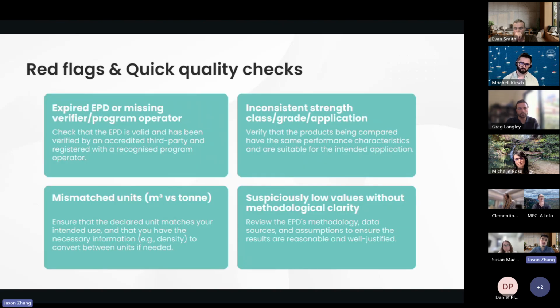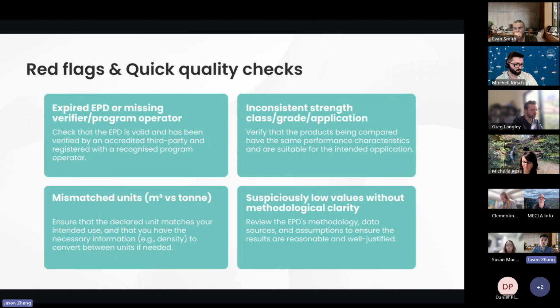A few checks when you use EPDs: they're all verified, but they're not perfect. There could be mistakes. The first thing you need to do is check whether they're valid and whether they're published through a program operator. There are a lot of EPDs on the market. Some are self-declared, some are just the LCA result. To make sure the EPD is valid, it has to be published through a program operator. So this is the first step before you use an EPD.